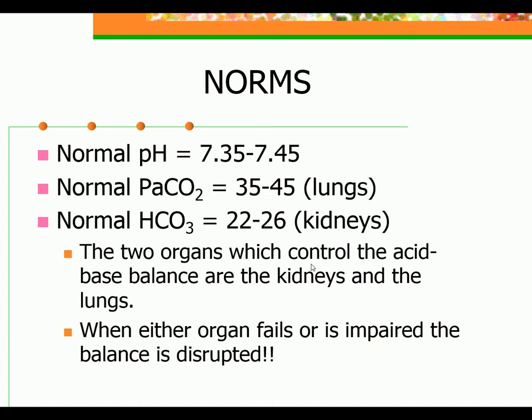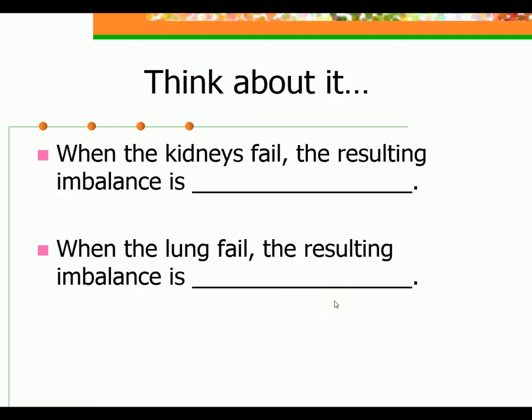So if something happens with my kidneys, who's got to help out? The lungs. If something happens to my lungs, who has to help out? The kidneys. Okay? So they are partners in crime. When the kidneys fail, the resulting imbalance is metabolic. Kidneys, metabolic. When the lungs fail, the resulting imbalance is respiratory. Lungs, respiratory.